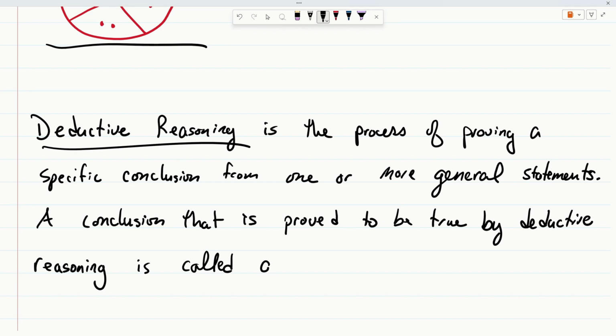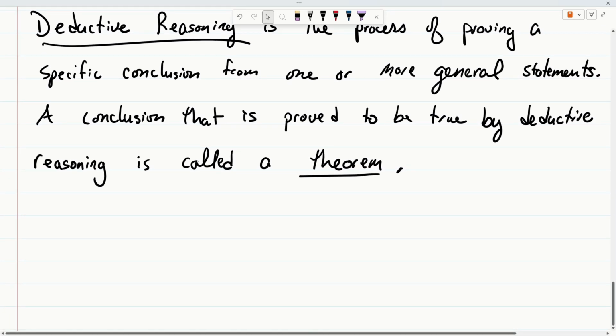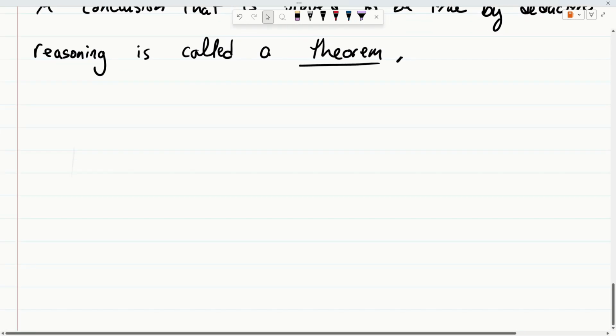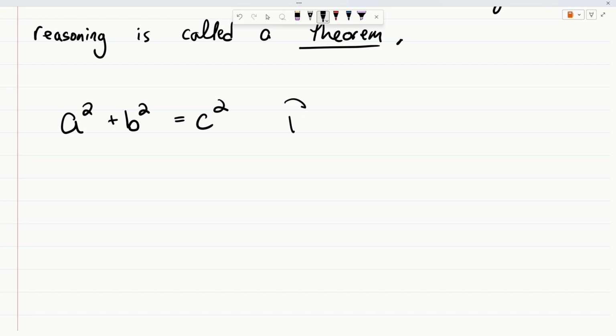Is called a theorem. And we use theorems all the time in math. All the time. All right? One of the easiest theorems to demonstrate would be this right here: a squared plus b squared equals c squared, which is the Pythagorean theorem.